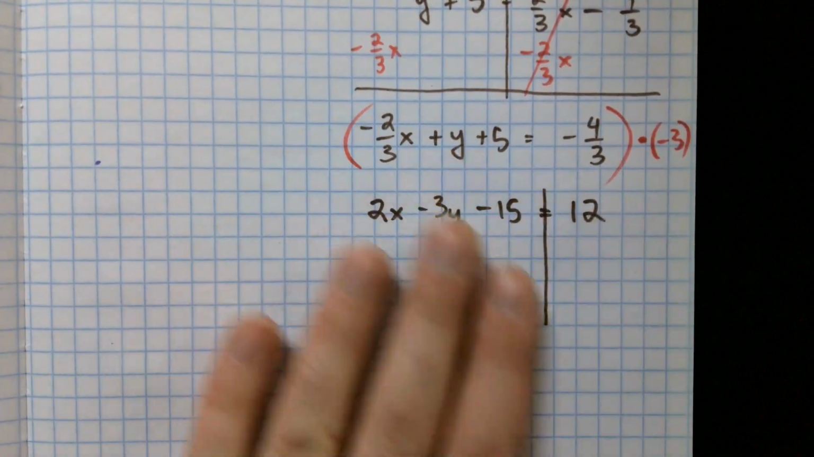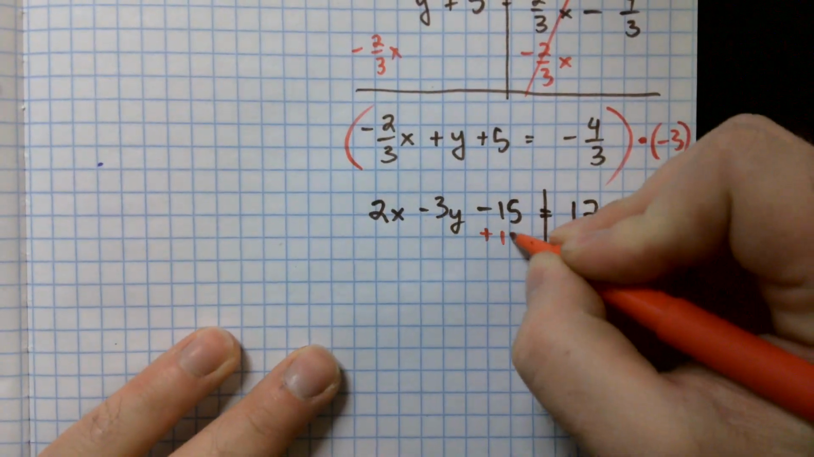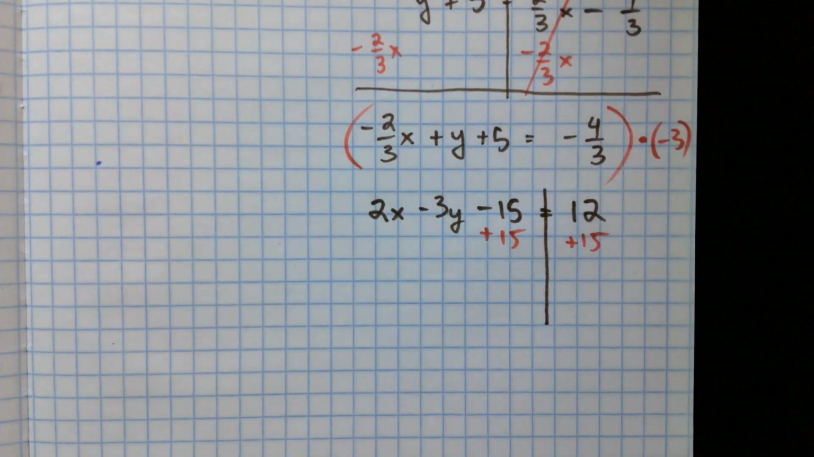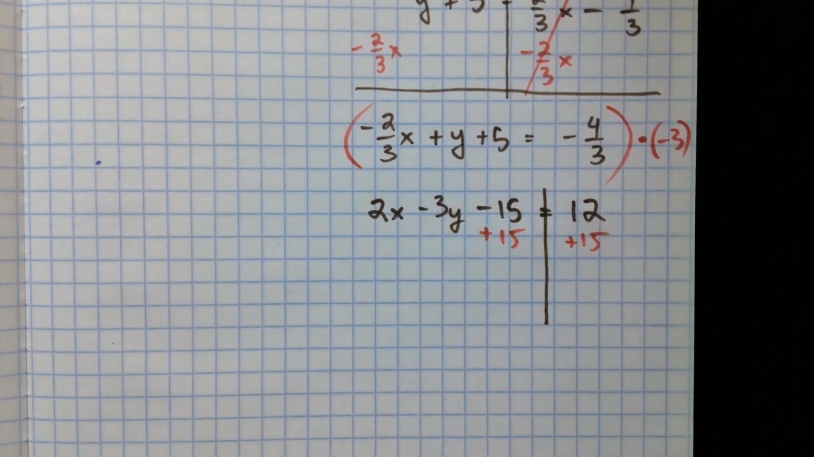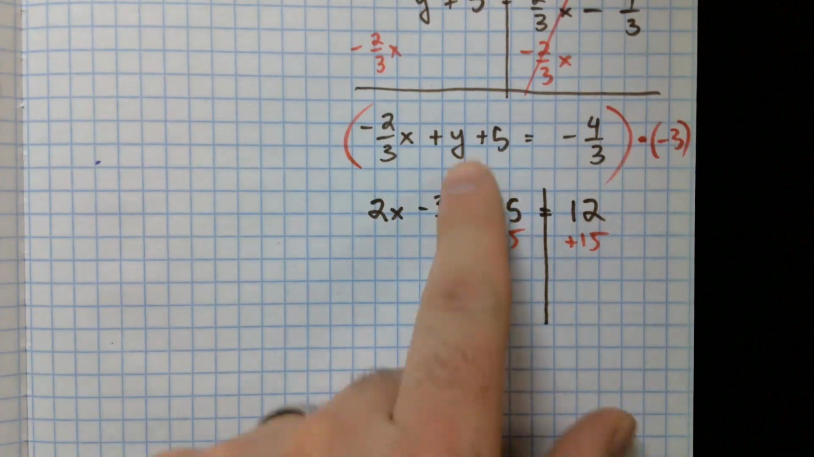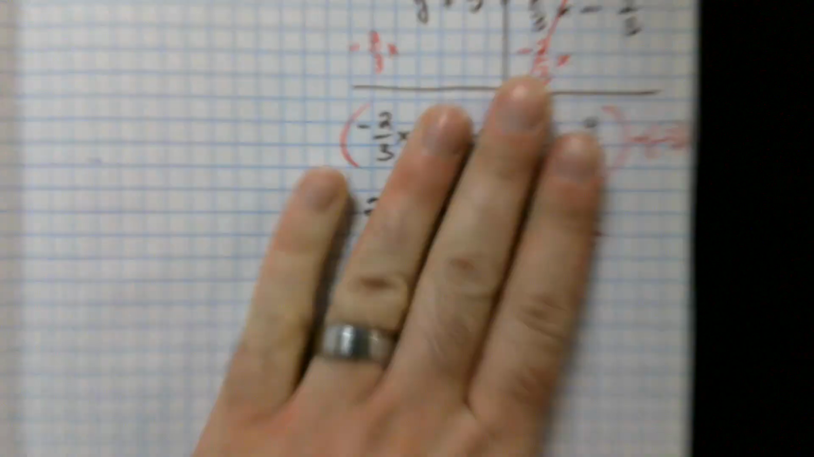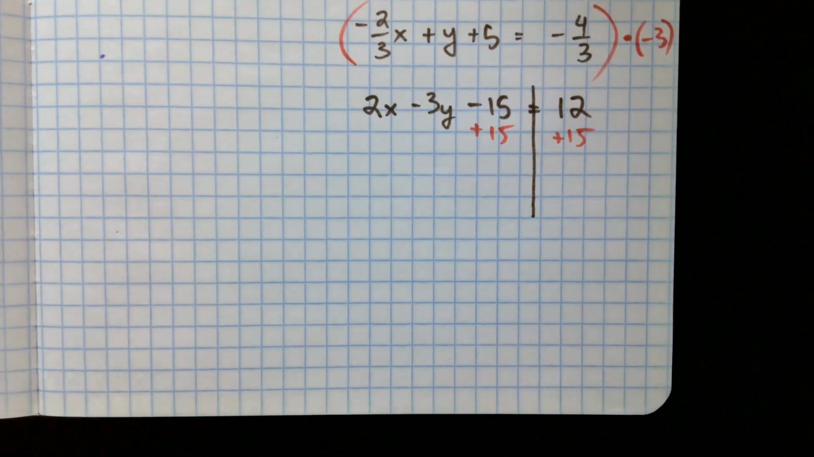Now we can clearly see that my life is much easier because what am I going to add to both sides here? 15. If I had tried to bring that 5 over, I would have had to turn it into 15 over 3. Then I would have had to subtract it. I would have got negative 19 over 3. Is that right? And then I would have had to, I don't know. Let's not worry about what we would have done. Let's worry about what we're doing. What's 12 plus 15? 27.